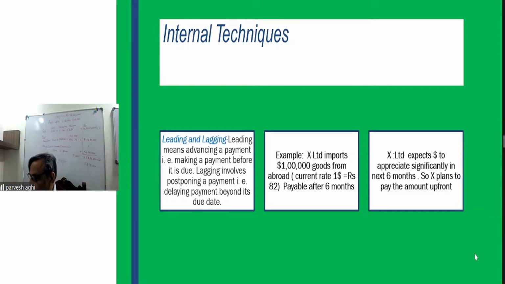Of course, there is an external technique by which you can take a forward cover. But if you think that you can make the payment early and save a lot of money because you expect the dollar to go to, say, 85, 86, it's going to adversely impact a lot. So you would like to make the payment. The supplier would be very happy to receive payment earlier. So nobody is going to object, and you make the payment and reduce your exposure in dollars because you expect the dollar to significantly appreciate compared to the rupee.